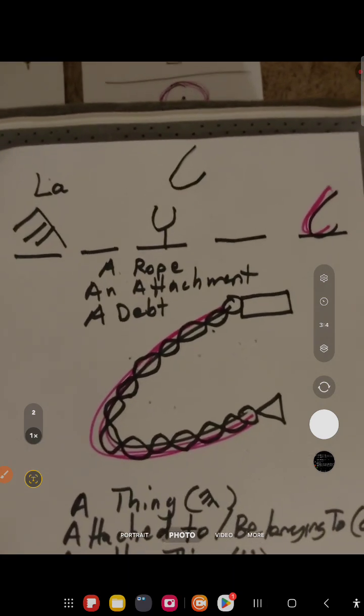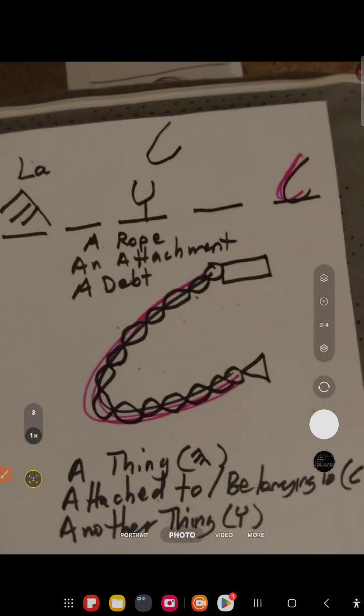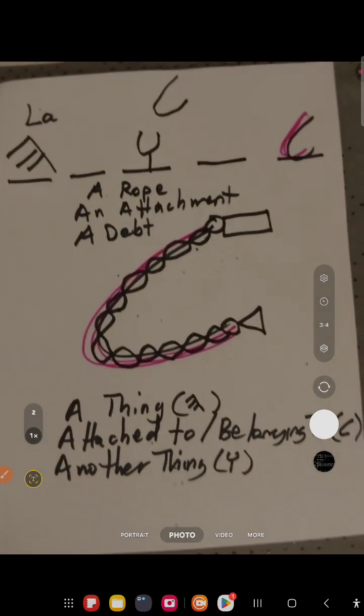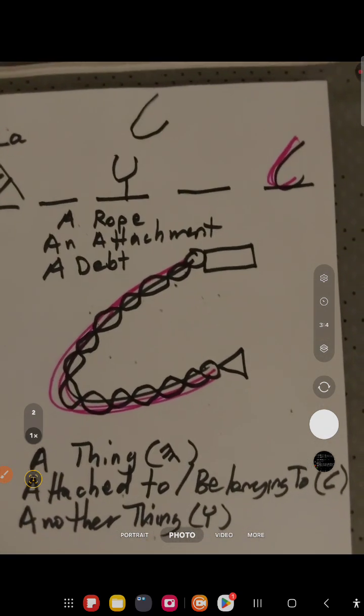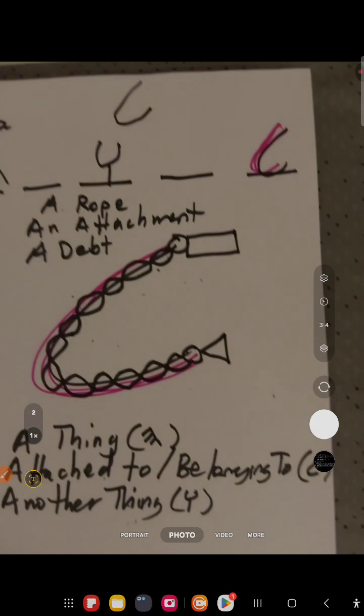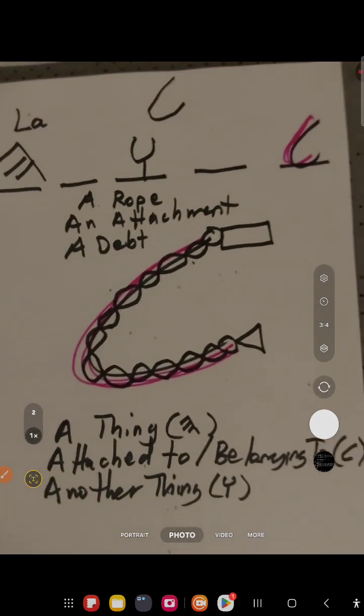Okay, and then we have lawaha. Oh, I'm sorry, we have la. And where did la come from? Well, I just said it. Lawaha. Lawaha means a rope, an attachment, and it can also mean debt, because it literally means a thing attached to or belonging to another thing. So that's where la came from.